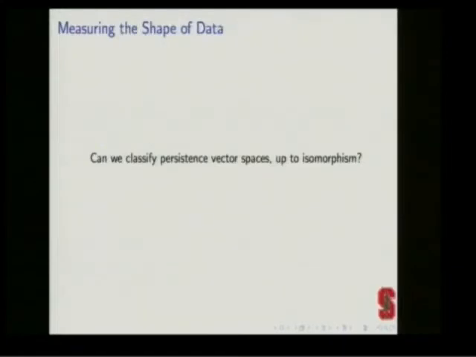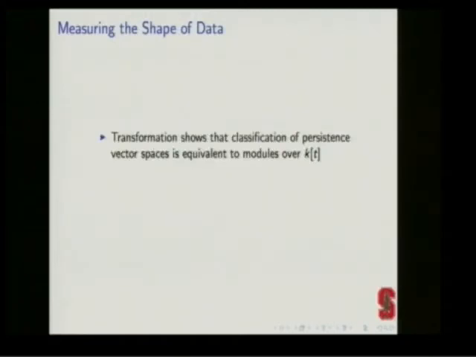Now, of course, vector spaces we classify by their dimension. The question is, is there a classification of persistence vector spaces up to isomorphism? Is there an understandable such classification? So it turns out, and let me see, where's the eraser here, that there's a very simple little transformation that you can do.